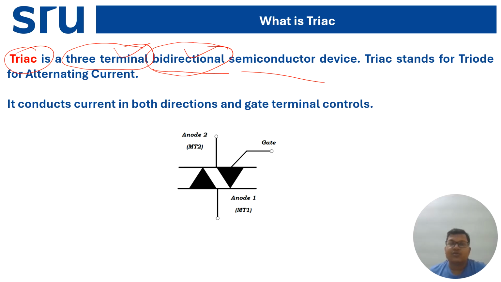TRIAC stands for triode for alternating current. You may not be that habituated with the term triode. Basically, you can think of a triode as the vacuum tube version of the transistor. The name came from the analogy with the diode, and since it also has three terminals, it became triode.